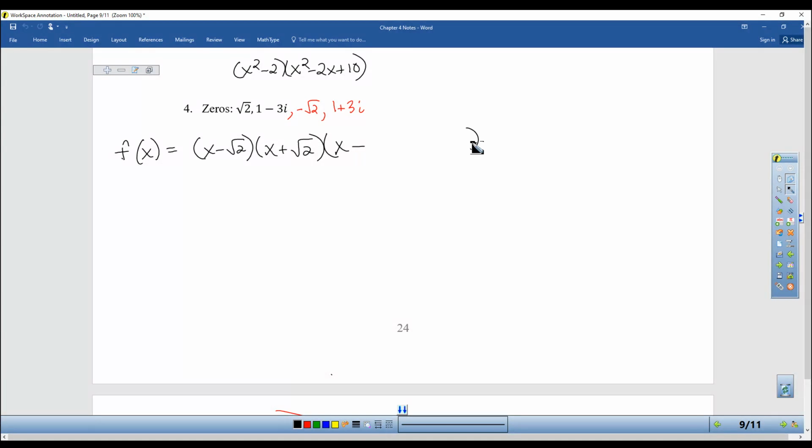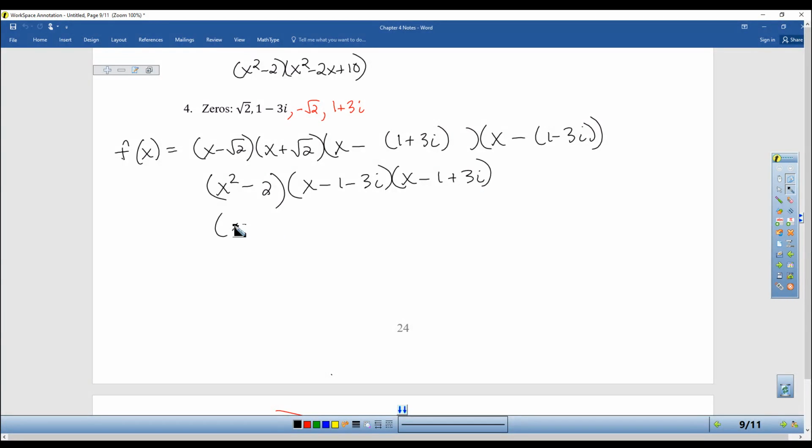x minus, remember this is the place where people go wrong, so you might want to write x minus right away. 1 plus 3i and 1 minus 3i, but they're both x minus. So this gives me x squared, my inners and my outers cancel, and the square root of 2 times the square root of 2 is just 2. This one, I'm going to distribute my negative, and then I'm going to multiply it out.